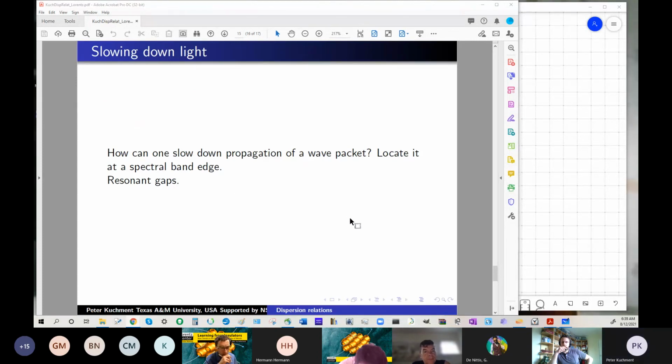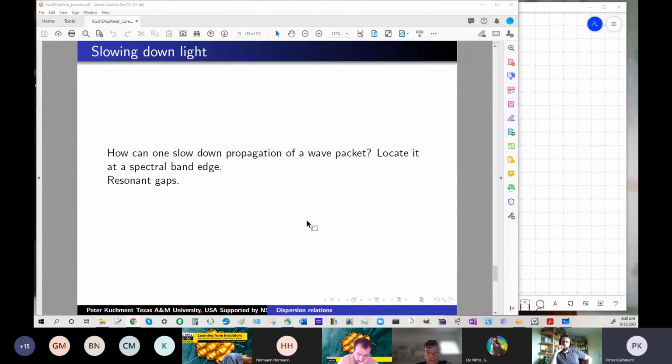And the last thing that I want to mention: people have worked a lot creating media that can freeze light, slow down light. How can this be done? You need to create a wave packet which almost doesn't move, that has very small, close to zero velocity. How can you do this? It's known that the velocity of a wave packet concentrated at certain quasimomentum is given by the gradient of the dispersion relation. And therefore, if, for instance, you sit at the spectral gap edge, that's where you can try to create frozen light.